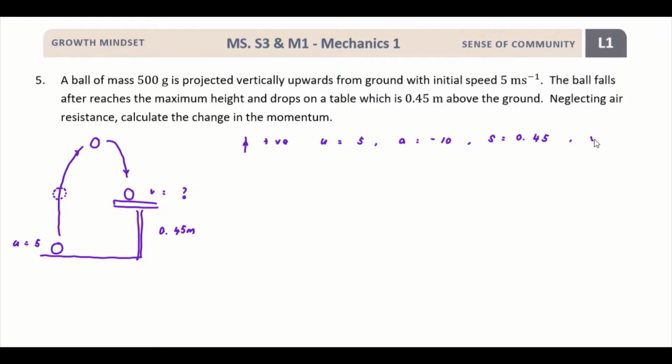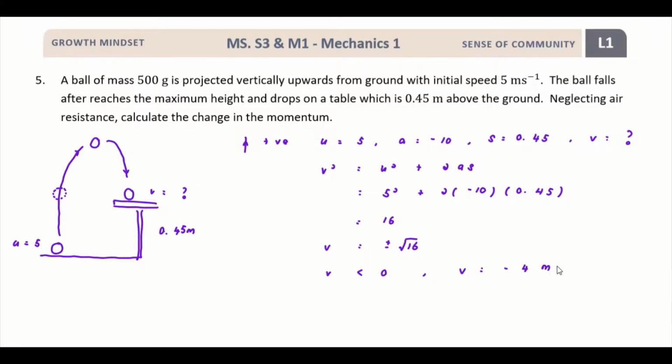After we get that, we need to find our final velocity. Suvat: v squared equals u squared plus 2as. So from here we get 25 plus 2 times negative 10 times 0.45, which is minus 9. So from here we get 16. You can see our v is positive or negative square root 16, right? But we know that in this case we are getting the v when the ball drops on the table. So the v should be a negative one, which is negative 4 meter per second.